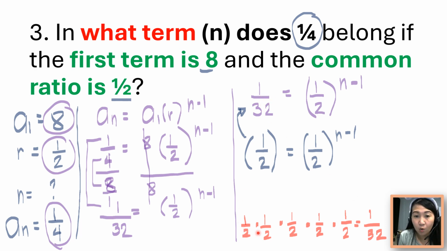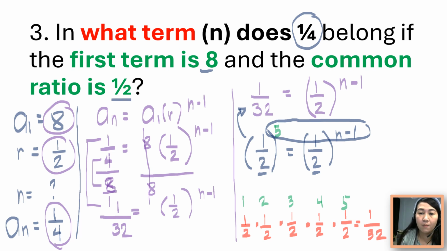Nakuha na natin to. So, ang question, ilang beses mo siyang minultiply sa sarili niya? So, how many times did we multiply it to itself? So, we have here 1, 2, 3, 4, 5. So, it means that the exponent here is 5. Okay? So, we are done already making the bases the same. So, parehas ng 1/2 yung kanilang base. So, we can now equate the exponents. So, ano ba yung exponent na meron tayo? Exponents na meron tayo, we have here 5 is equal to n minus 1.